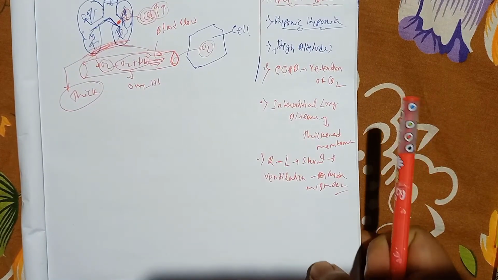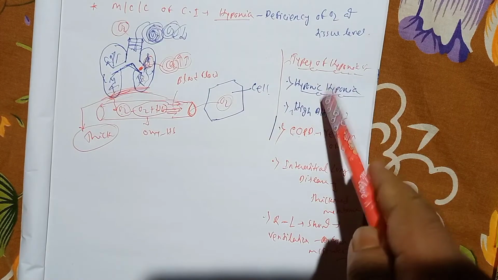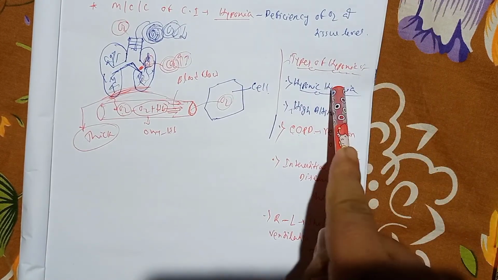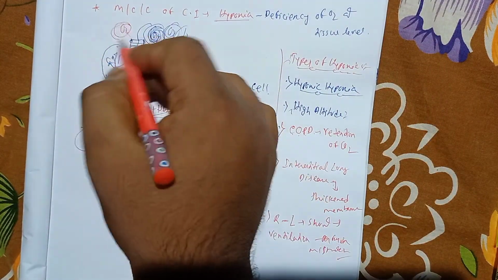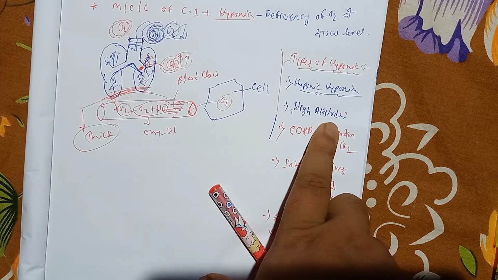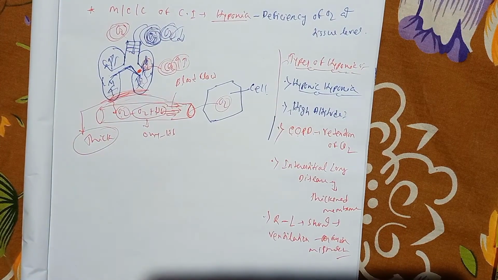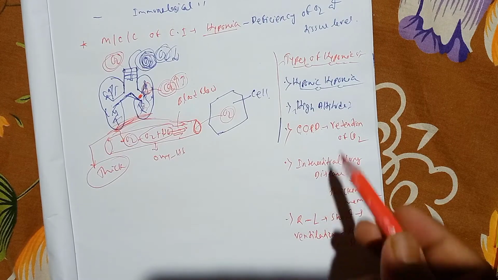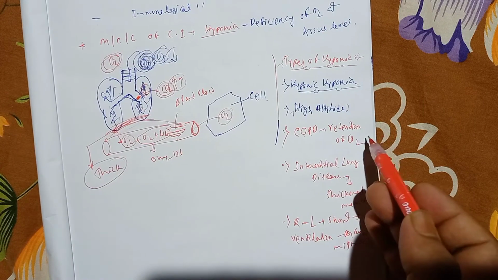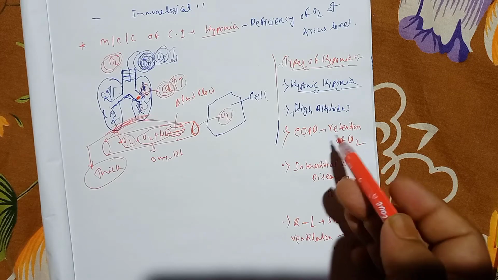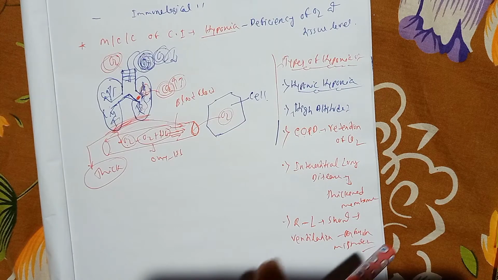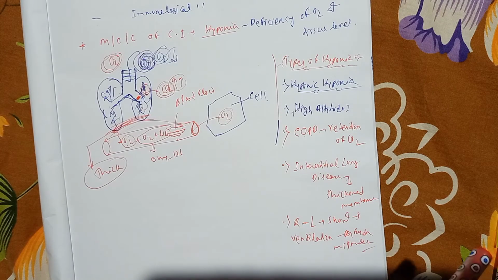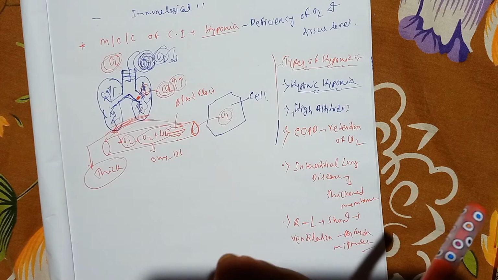So what did I just say? The types of hypoxia: first I discussed hypoxic hypoxia, that means deficiency of oxygen only, deficiency of the partial pressure of oxygen. It may be at high altitude. When you go to high altitude, the atmospheric oxygen is less, so you have less oxygen to utilize. Then we have chronic obstructive pulmonary disease, where there is retention of carbon dioxide, because there is obstruction within the bronchus, so carbon dioxide increases and there is less oxygen, because the oxygen will not come in. As a result the amount of carbon dioxide increases.